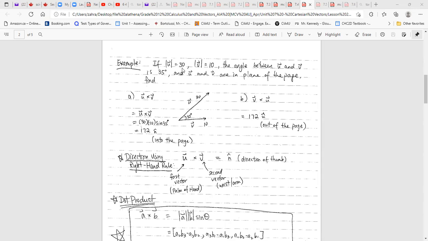If u is equal to 30 and v is equal to 10, the angle between u and v is 35, and u and v are on the plane of the page. You want to find u cross v. So we have the magnitudes of u and v, and the angle between them. Simply, u cross v is the magnitude of v multiplied by the magnitude of u multiplied by sine of the angle between them. And the direction of that is n hat. If you put your forefinger across u and bend it toward v, your thumb should be into the page. And also the same thing, v cross u has the same magnitude as u cross v, but the direction is going to be out of the page.